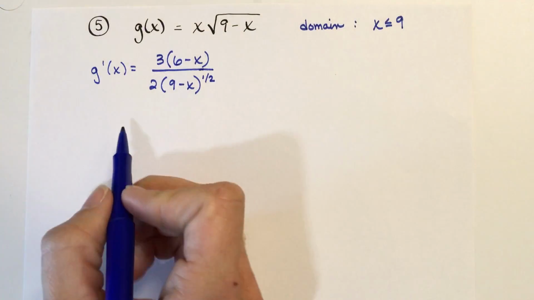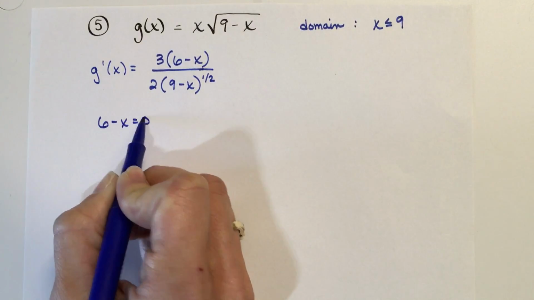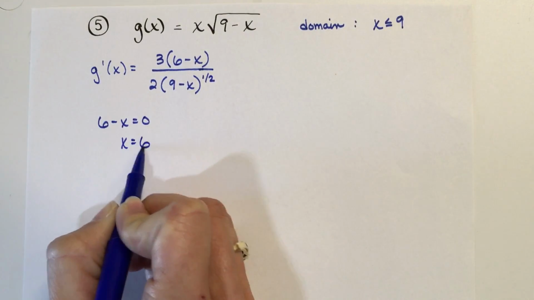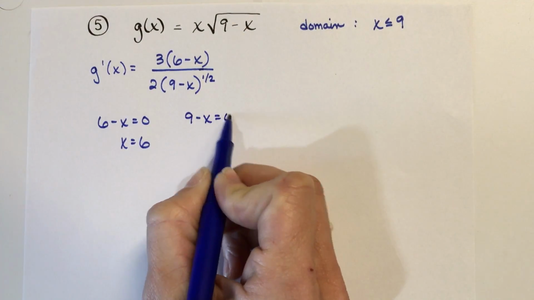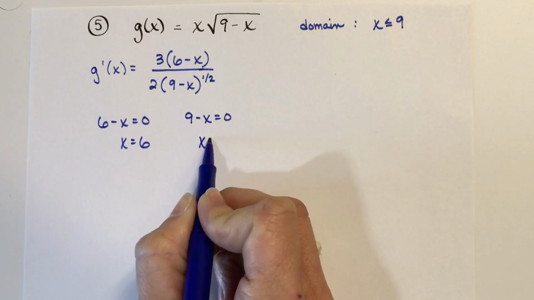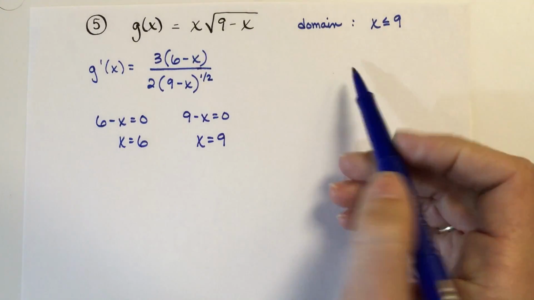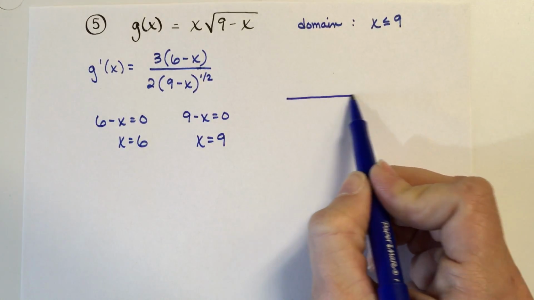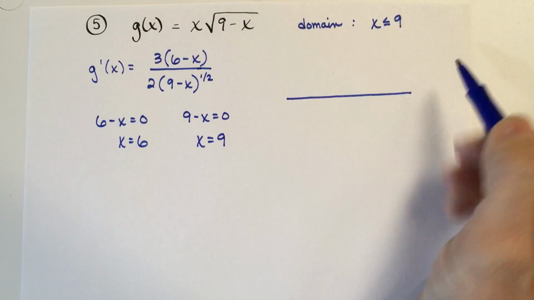All right, so finding our critical numbers, taking your numerator, finding what value causes that to equal 0 would be a positive 6. Taking your denominator, finding the value that causes it to be equal to 0 would be positive 9.